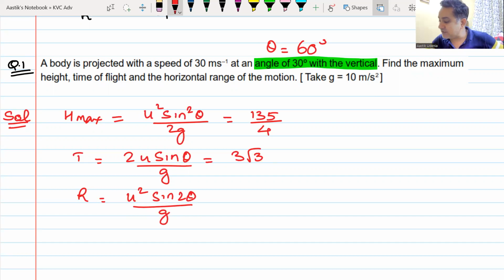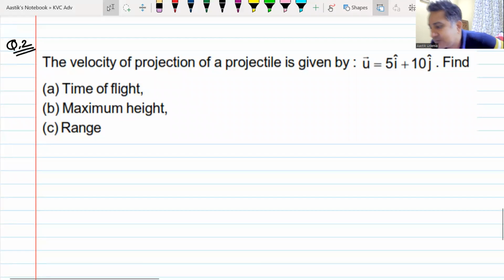This is the next question that I'm looking at. Question number 2, and I'm expecting a quick fire answer from all of you. The velocity of projection of a projectile is given by u = 5i + 10j. Find the three things. You'll get 2 minutes to solve this one.